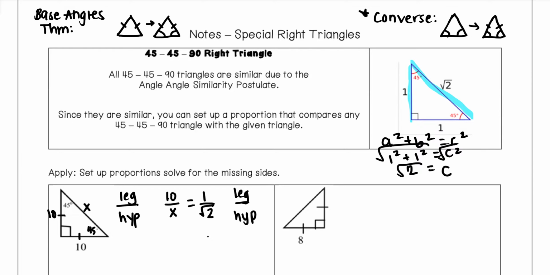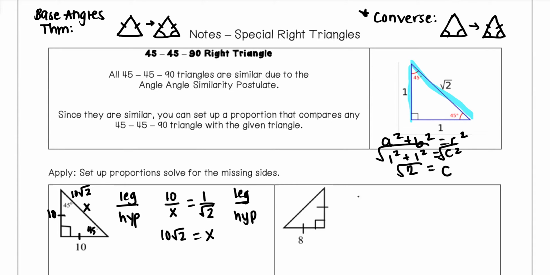So there's a proportion comparing the triangle from up top to the triangle in this current problem. And since they're similar, we can set up this proportion to compare those sides. So now all we have to do is solve by cross multiplying like we know how to do. 10 times root 2 is just 10 root 2, and x times 1 just gets us x. So that means the hypotenuse of this triangle is just worth 10 root 2.